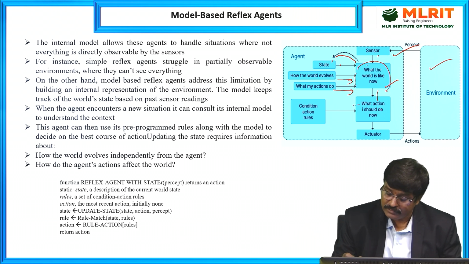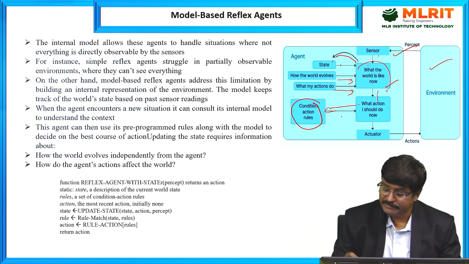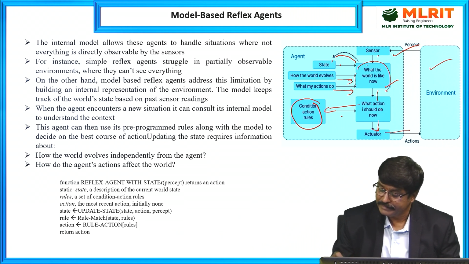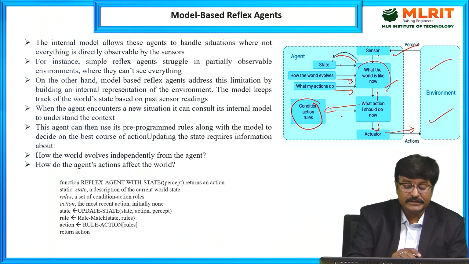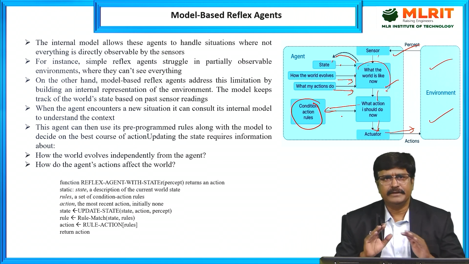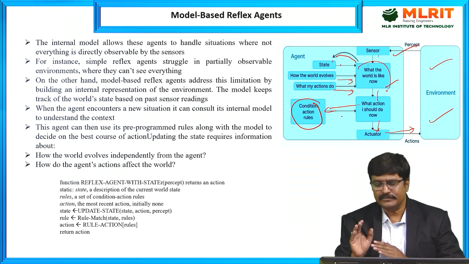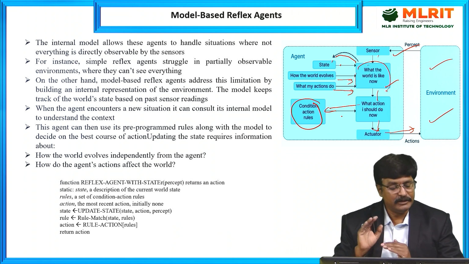That action is also based on conditions. If the condition is matching, the action goes on; otherwise the action doesn't. When the condition is matching, it goes to the actuator, and the actuator performs actions in the environment. So these model-based agents handle situations where not everything is directly observable by the sensors. Even in a partially observable environment, this model-based agent works.